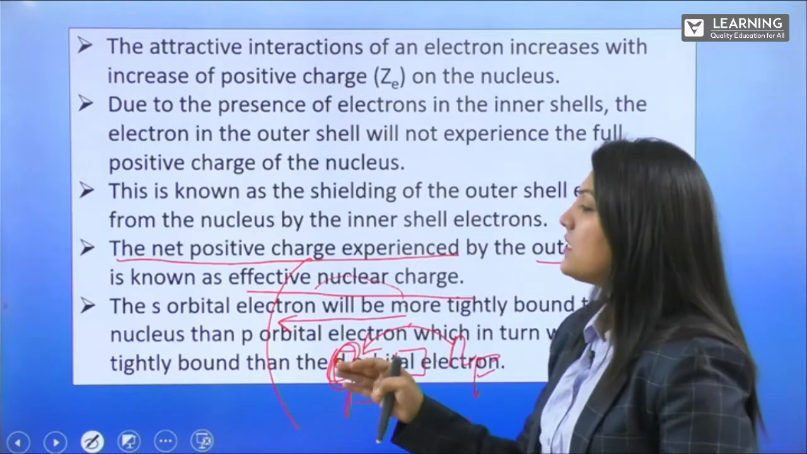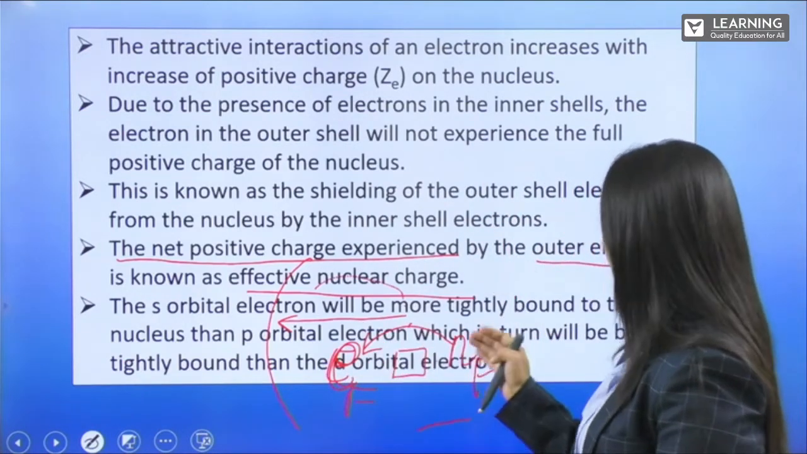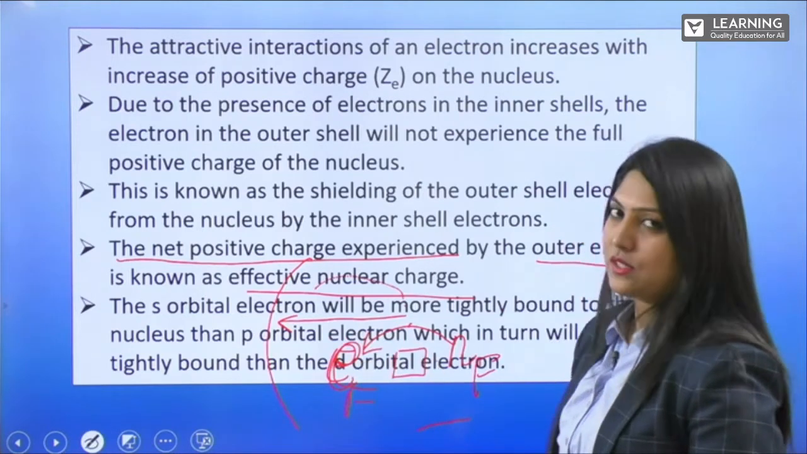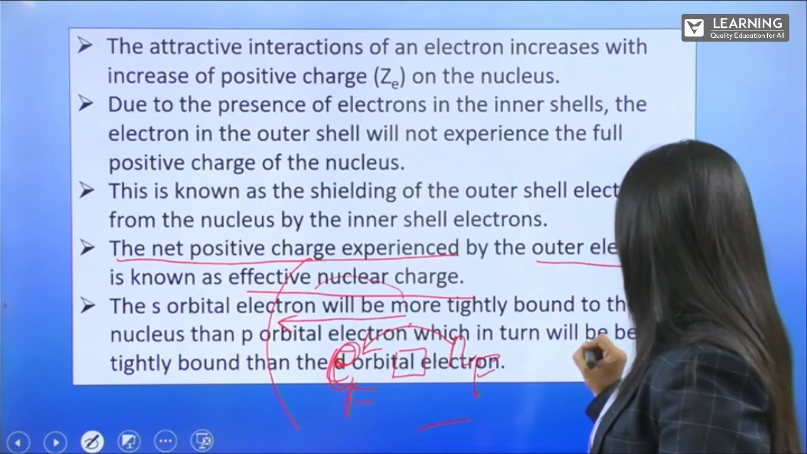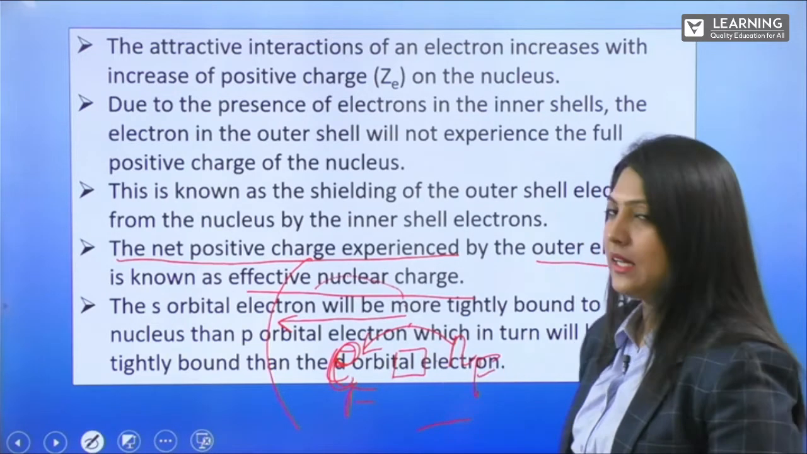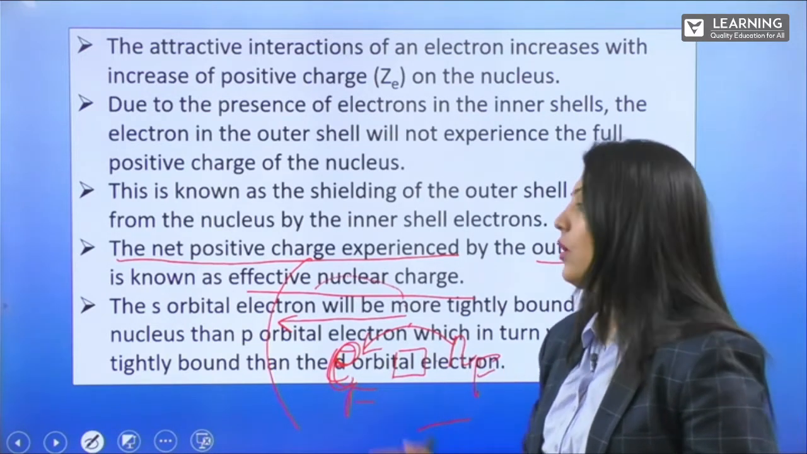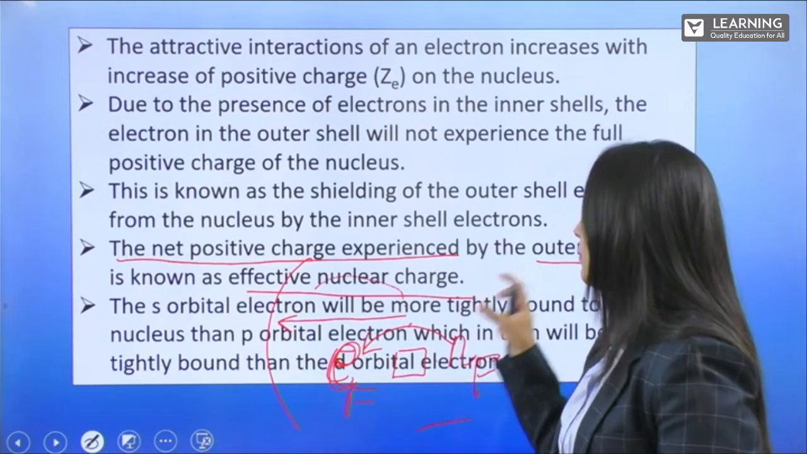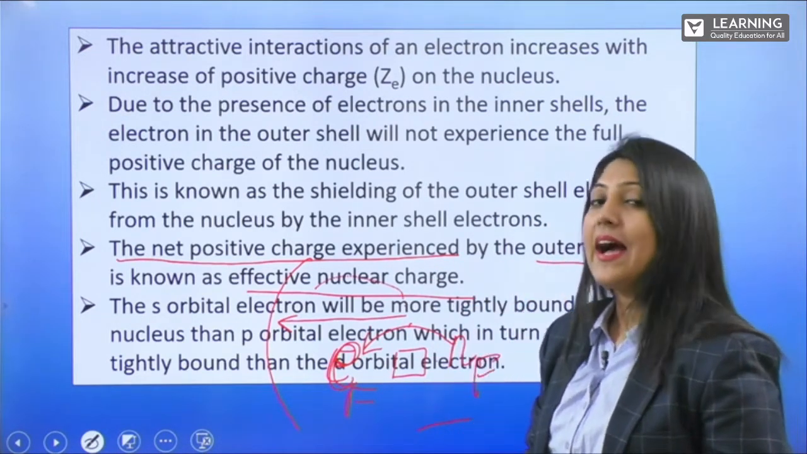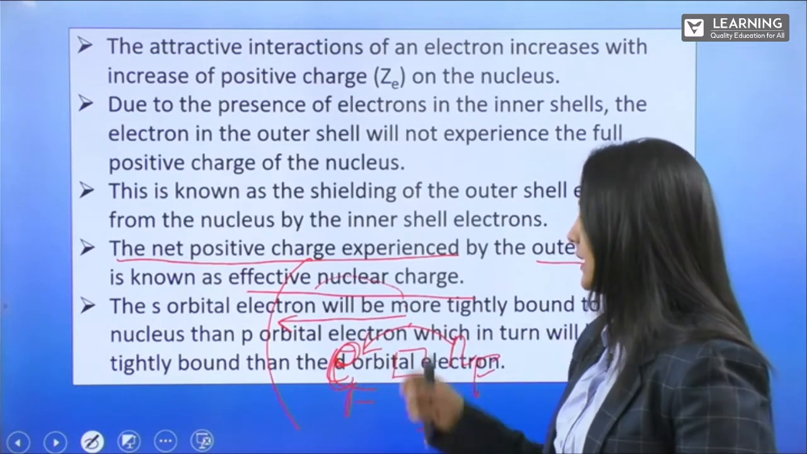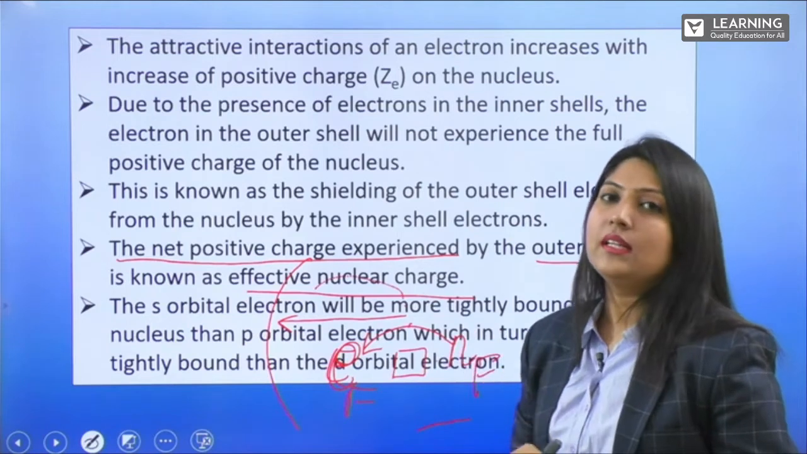Fine. The s orbital electron will be more tightly bound to the nucleus than p orbital electrons, which in turn will be more tightly bound than the d orbital electrons. I'll repeat it. The s orbital electron will be more tightly bound than p, and the p orbital electron will be more tightly bound than d.